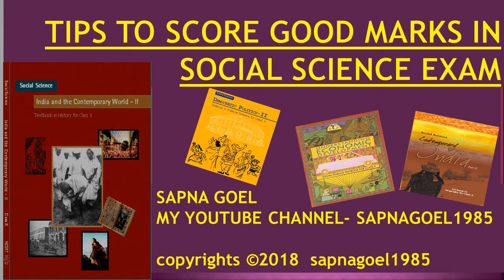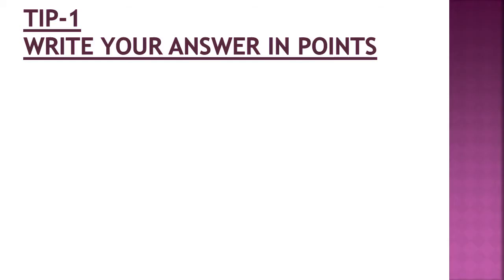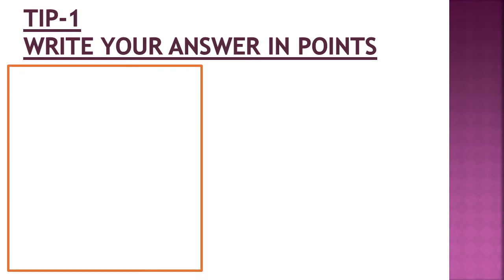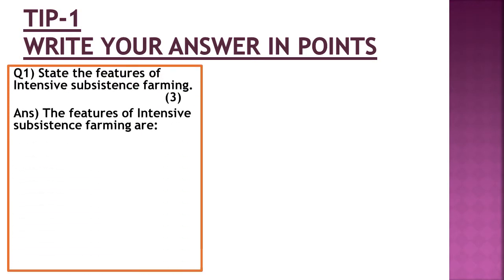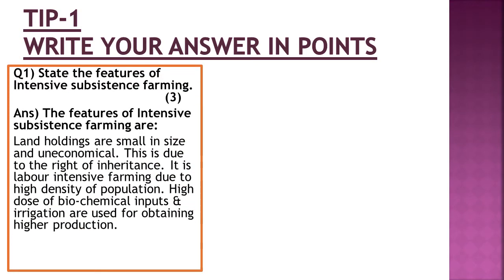Through this video, we are going to learn some tips to get good marks in social science paper. Tip 1. Write your answer in points. Now look at this question. State the features of intensive subsistence farming. It is of 3 marks and you have to give 3 points.